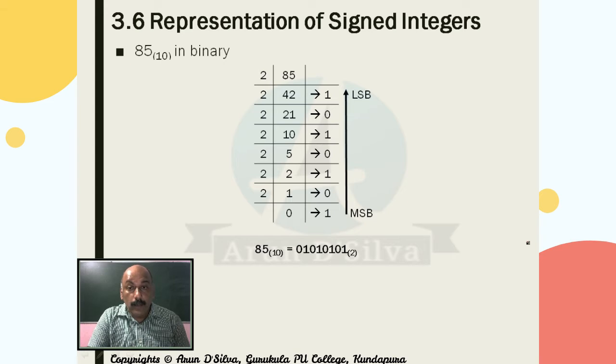So, my dear students, I'll take up this number and explain the 3 methods: the sign and magnitude method, the one's complement method, and the two's complement method. That's the reason I took 85. So 85 in binary, you note it down, 1010101. This value you have to remember.